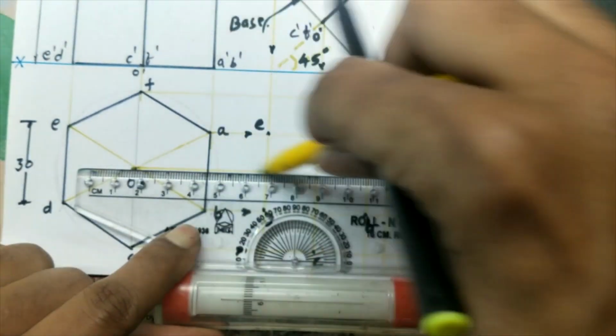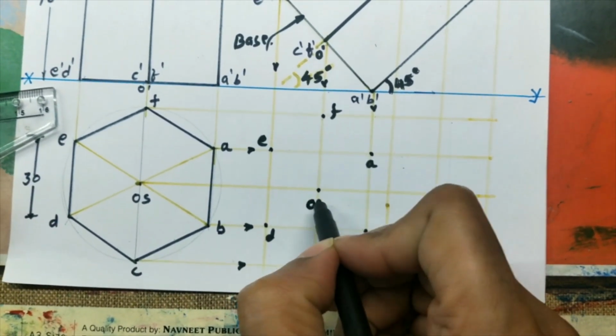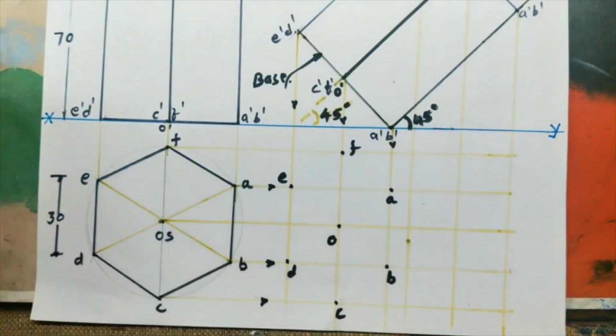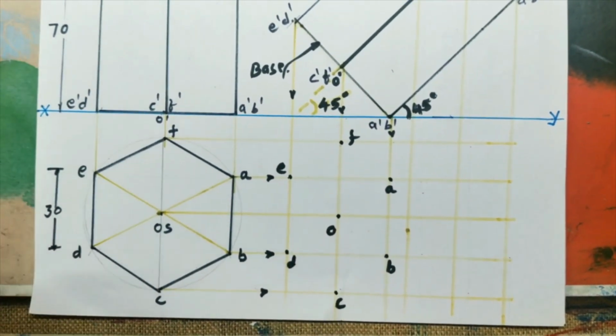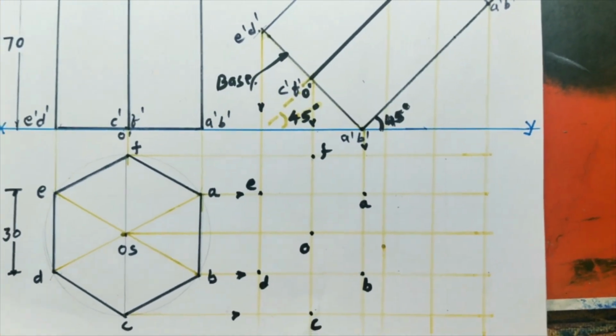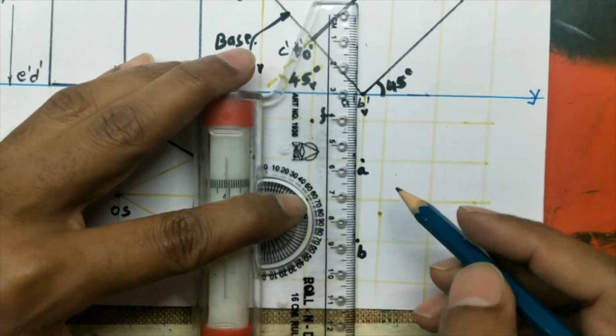Okay, this is my center, which means this is my base. I can even join that. Suppose I join that base with a pencil. This part I have completed.